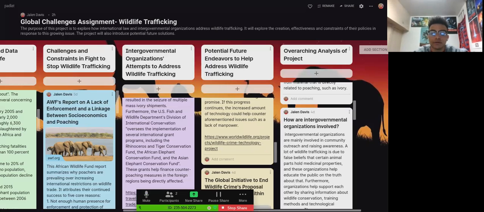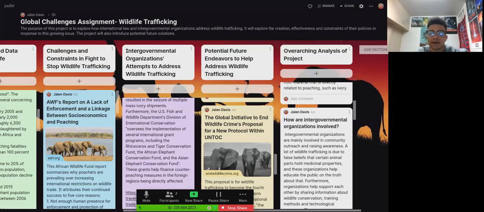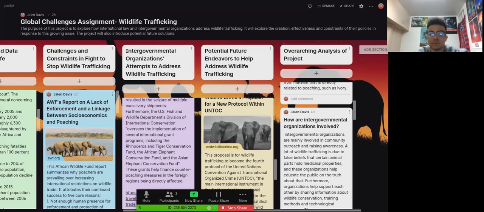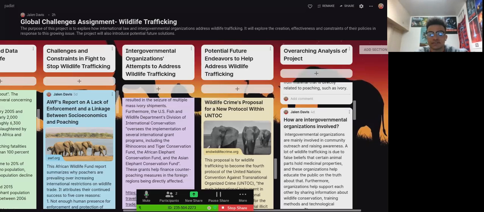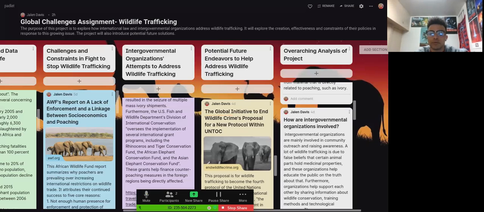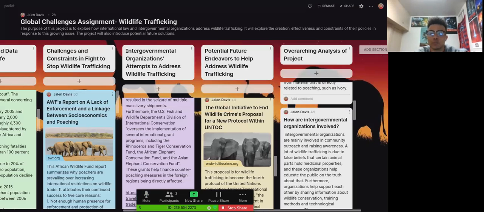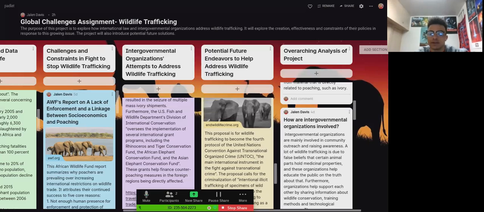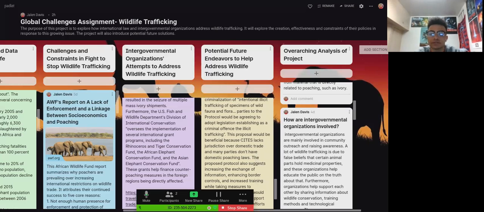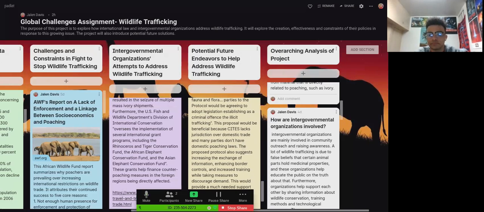The other future endeavor possible is by expanding the United Nations Convention Against Transnational Organized Crime. Essentially, this would make a fourth protocol so that international trade of wildlife is illegal and it would expand the jurisdiction of sites in the United Nations, which would be instrumental in tackling poaching.